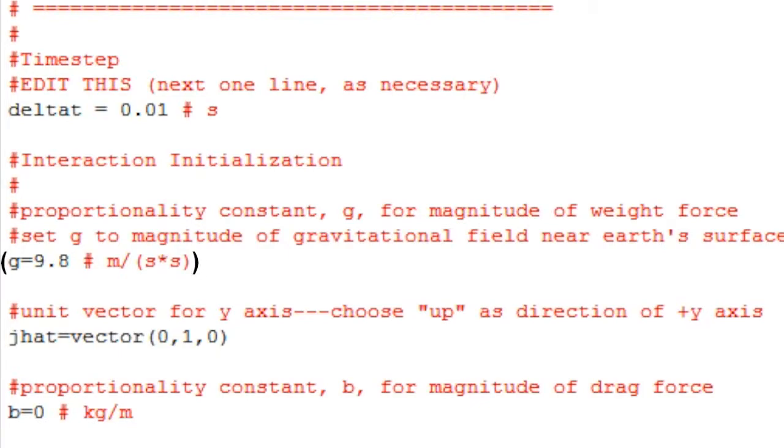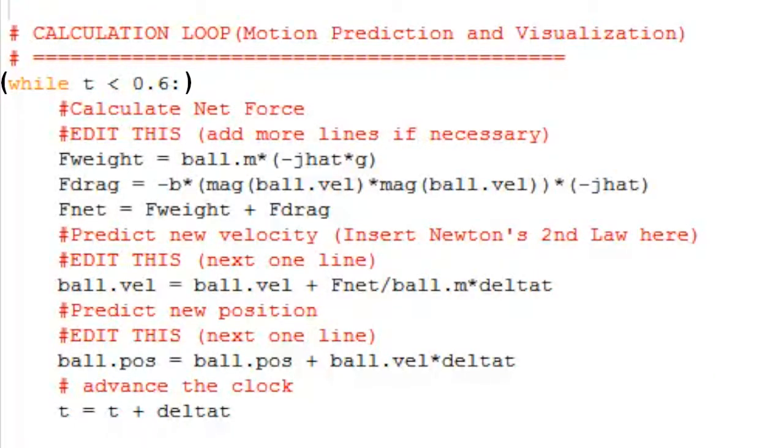The magnitude of the gravitational field near the Earth's surface, little g, has been set to 9.8 meters per second squared, based on my earlier assumption. J hat, the positive y unit vector, has been set to point upward. Since this first model will not account for drag, I set b, the proportionality constant for the magnitude of the drag force, to 0. The model is set to run for 0.6 seconds.